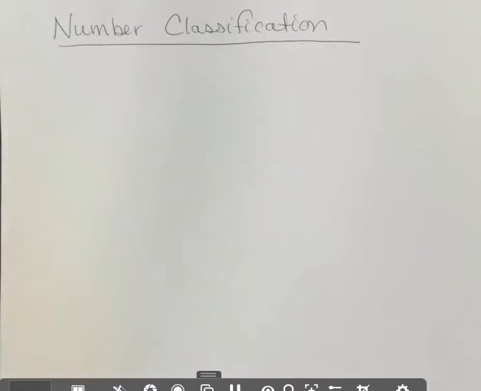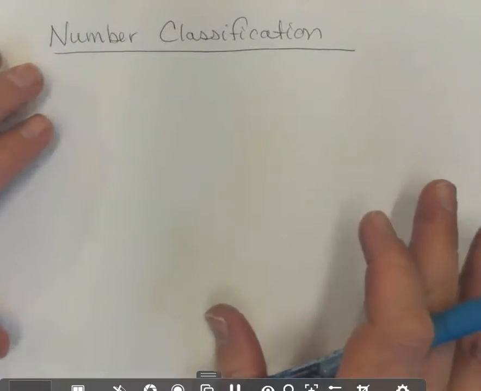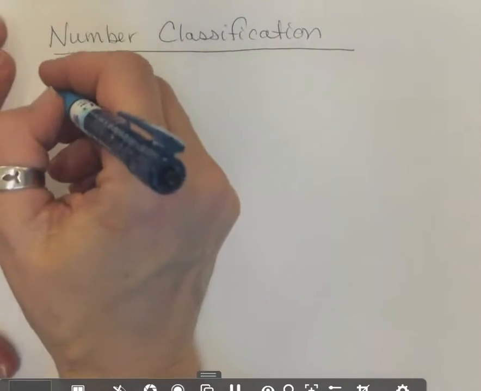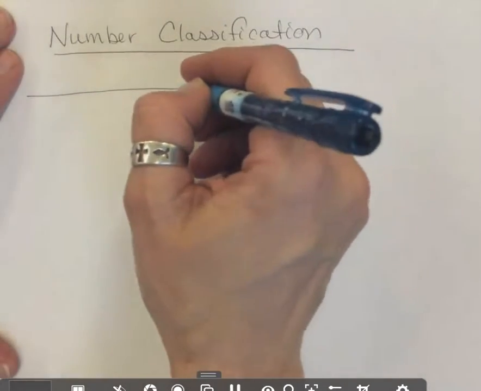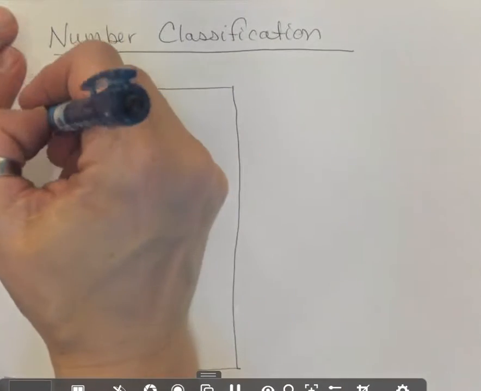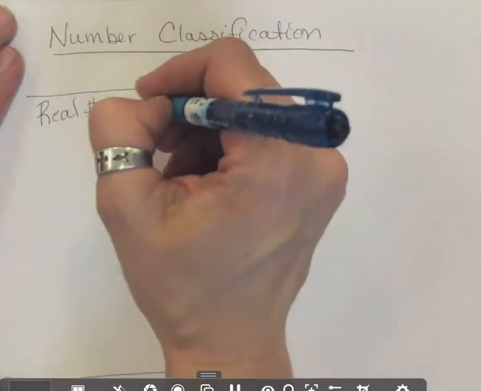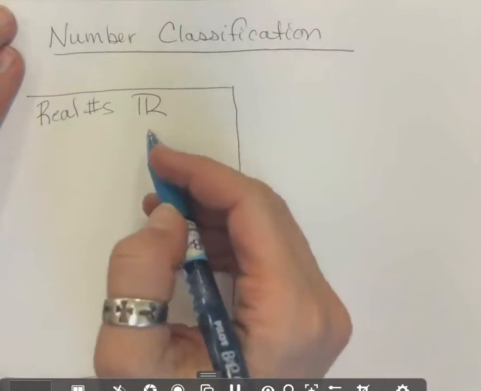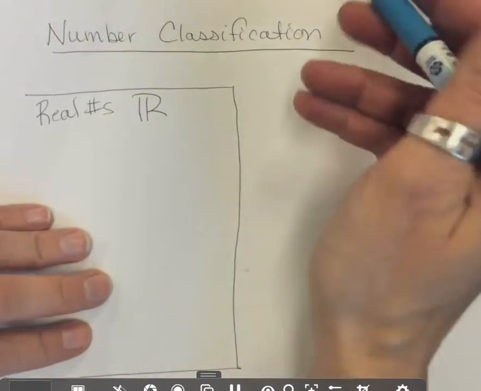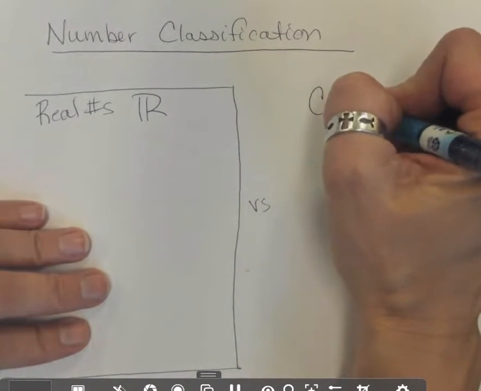Okay, we're going to take a look at different number classifications so we can see how they relate to one another. We have two main number classifications. We have real numbers, and the symbol we use for that looks like an equal sign, R. So we have real numbers, or we have complex numbers.